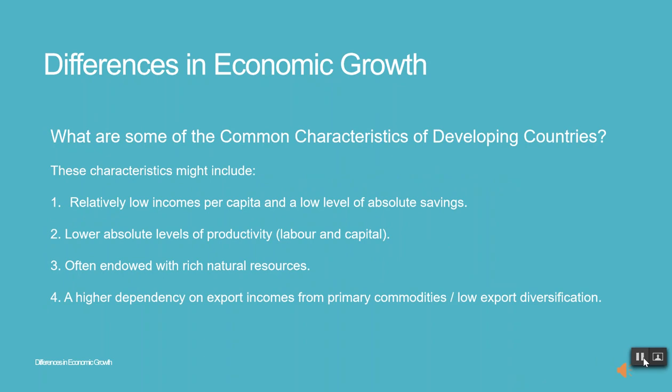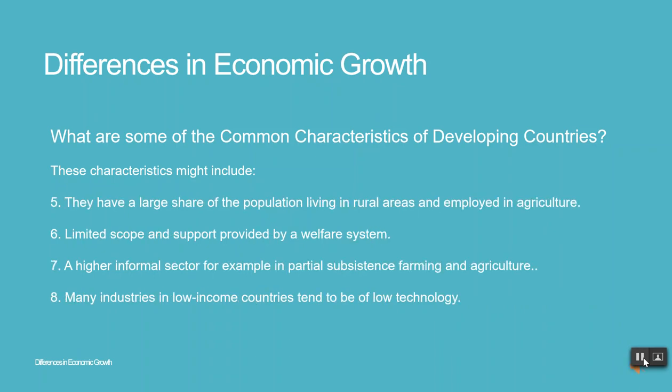Common characteristics of developing countries might include: 1. Relatively low incomes per capita and a low level of absolute savings. 2. Lower absolute levels of productivity in labor and capital. 3. Often endowed with rich natural resources. 4. A high dependency on export incomes from primary commodities and low export diversification. 5. They have a large share of the population living in rural areas and employed in agriculture.